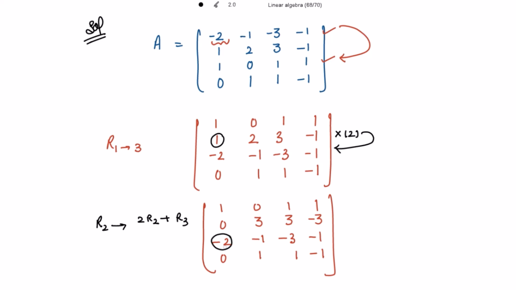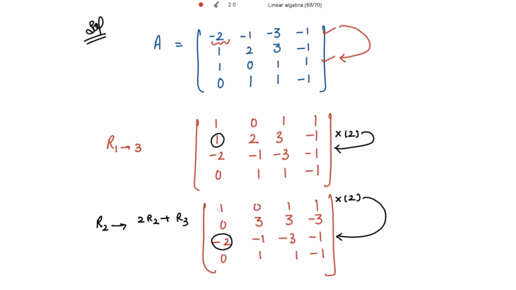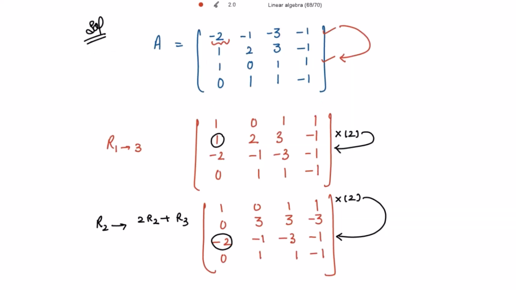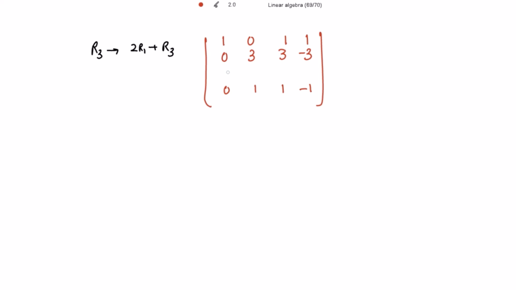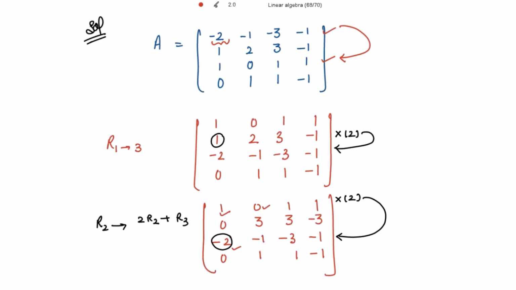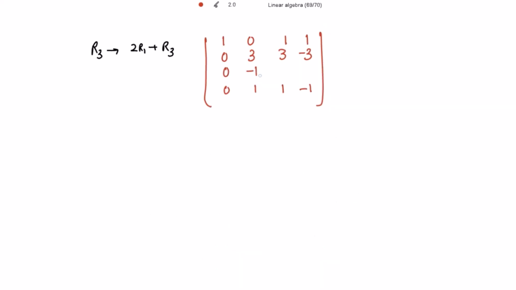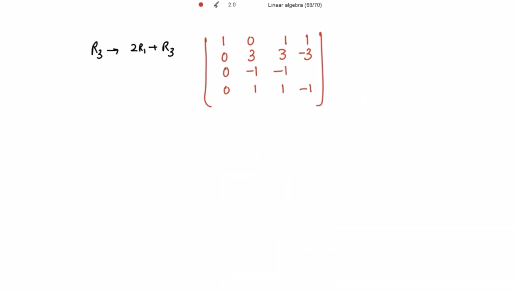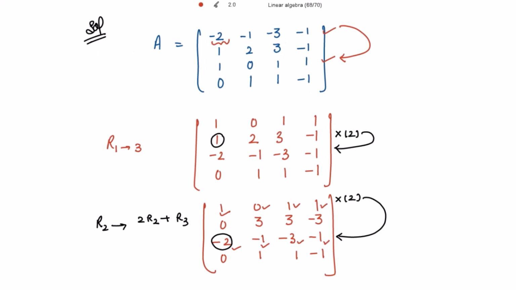Now I am going to make this to be 0. For that, multiply the first row with 2 and add the resultant elements to the third row, writing the first, second and fourth rows as they are. 2 multiplied with 1 we get 2, adding this to minus 2 we get 0. 2 multiplied with 0 we get 0, adding this to minus 1 we get minus 1. 2 multiplied with 1 we get 2, adding this to minus 3 we get minus 1. 2 multiplied with 1 we get 2, adding this to minus 1 we get 1.